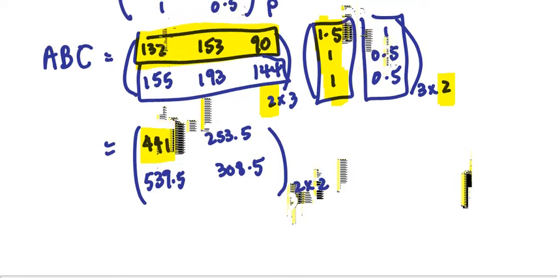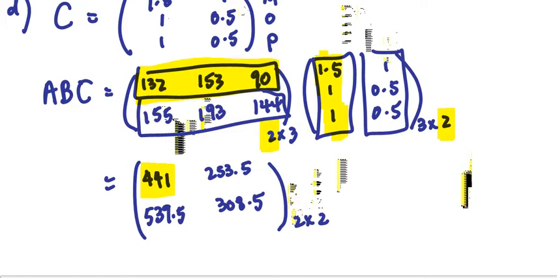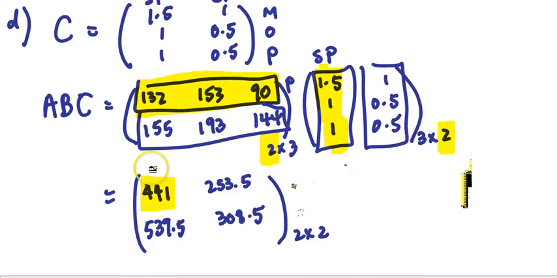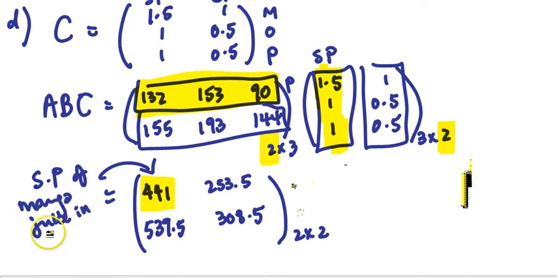Recall that the row of the matrix are each of the elements here, 132, 153, 90. Just now we said that this was really the total amount of each type of juice used in shop P. So this is the amount of mango juice, orange juice, pineapple juice, and this is the selling price. So when you're multiplying this, this element here actually represents the selling price of the mango juice in shop P.